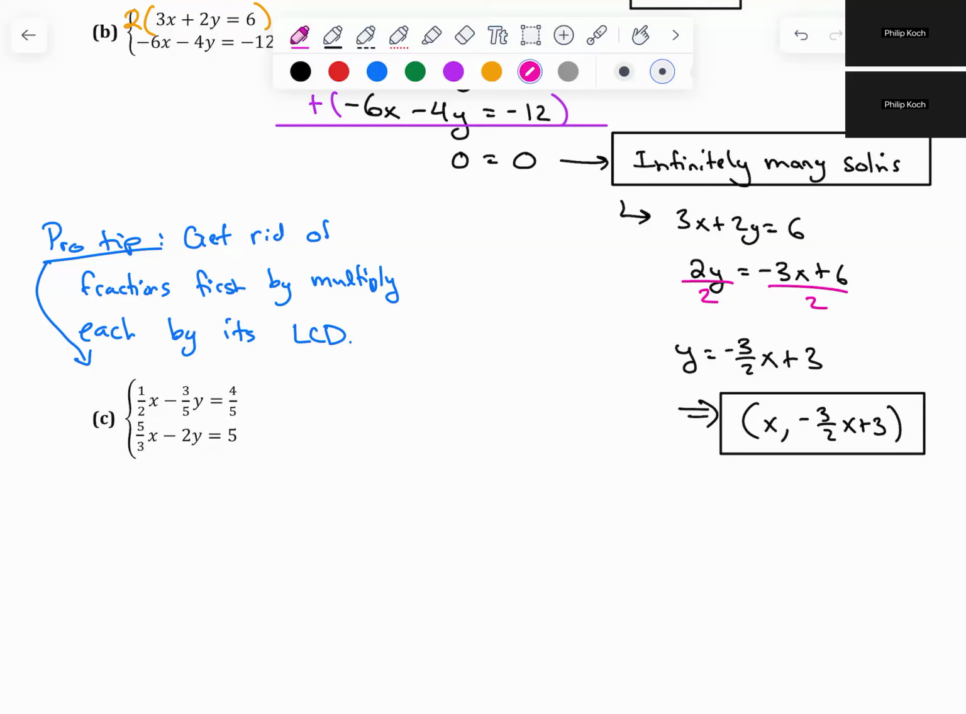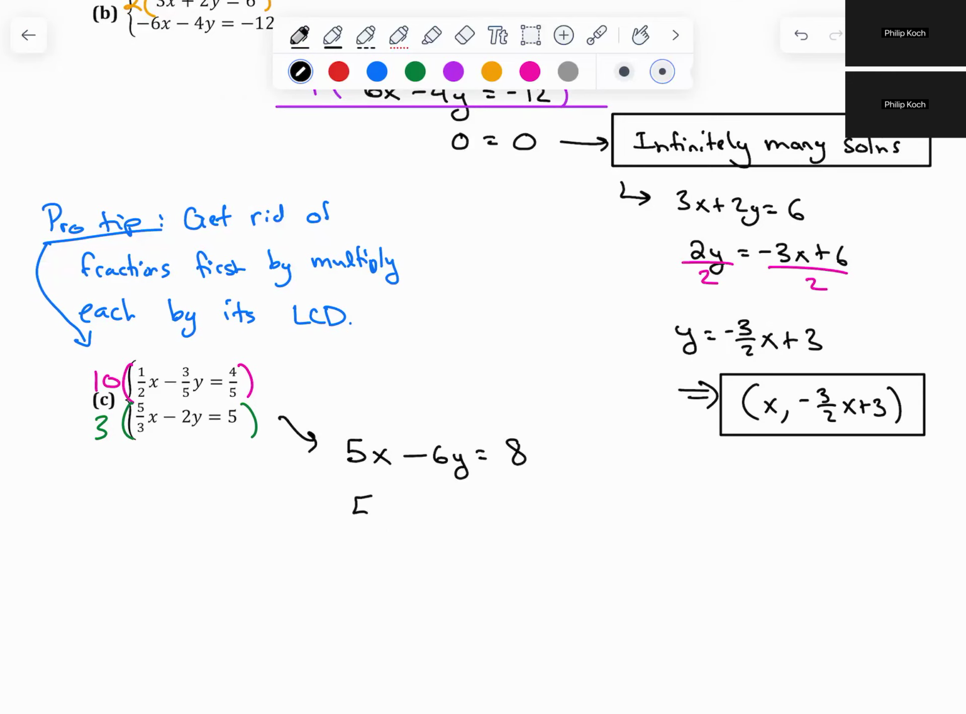So instead, what we're going to do, multiply the first equation by 10, because that's the least common denominator of 2 and 5, and multiply the second equation by 3, because there's only one fraction, that 5/3. Doing so will get me 10 times 1/2, that's 5, so 5x. 3/5 times 10 is going to be 6, so minus 6y equals 8. And then the second equation, I'll get 5x minus 6y equals 15.